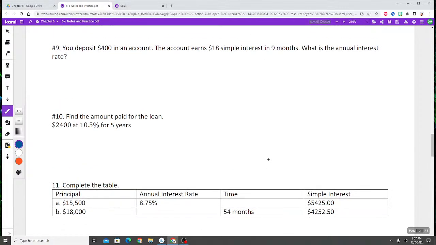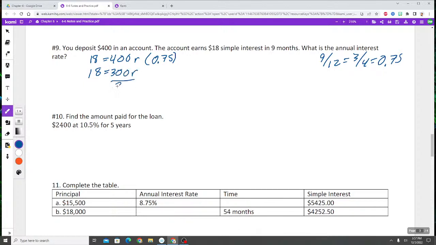Turn the page over. You deposit $400 in an account. The account earns $18 simple interest in 9 months. What's the annual interest rate? So we're looking at 18 equals 400 R times 9 months. 9 months is 9 divided by 12, which is the same as 3/4, which is the same as 0.75. 18 then equals 300 R, divide both sides by 300. R is going to be 0.06, but wait, we have to multiply that by 100, and so that gives us 6%.